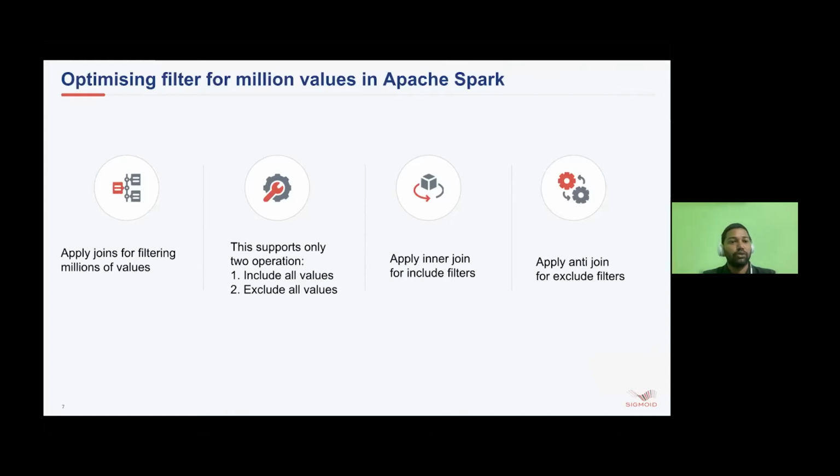So we thought of applying joins, and joins really helped us in that case. While applying the join, we could support two operations, include and exclude. For include, we can apply an inner join, and for exclude, we can use the anti join that Spark has. So we apply an inner join to get all the values that we want, and an anti join for all the values that we don't want.